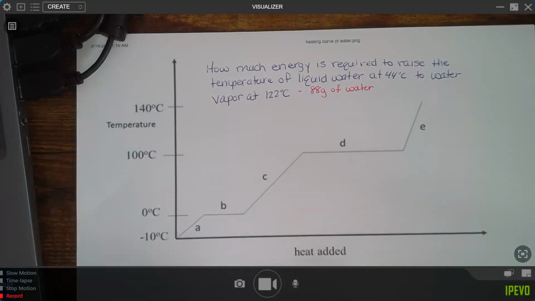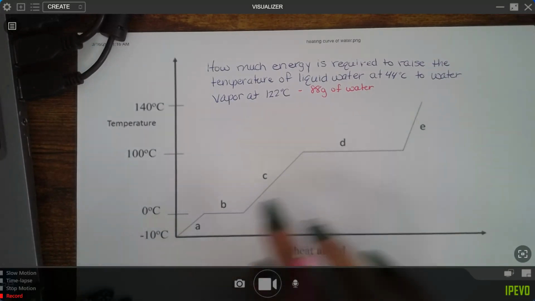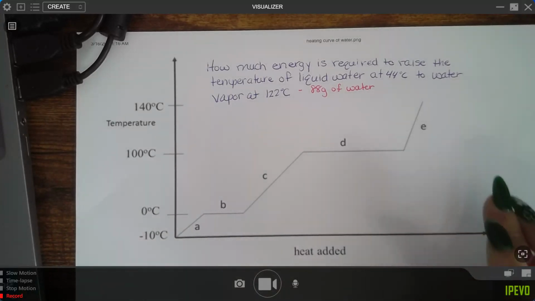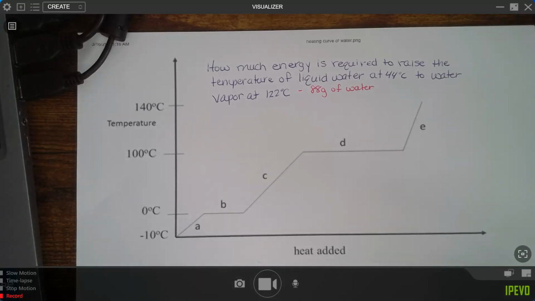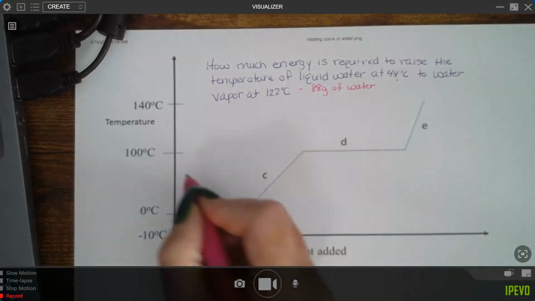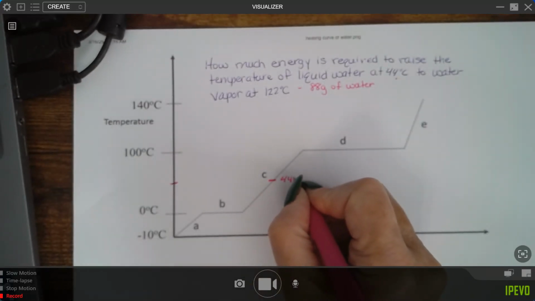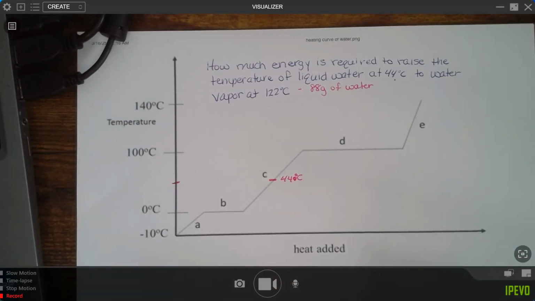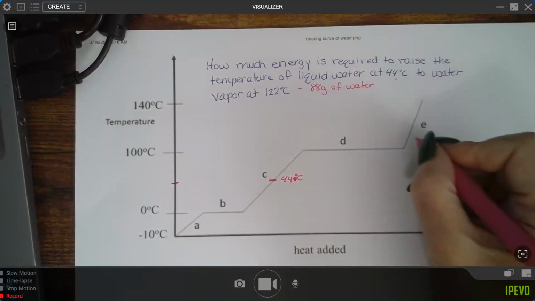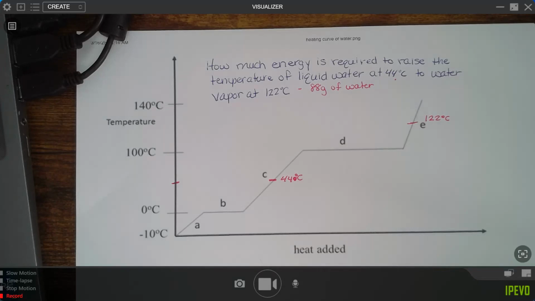Notice that in this problem, we're not going from segment A to segment D. It's really important that you look at your question and map out what transformations need to take place. If I'm starting at 44 degrees Celsius, I'm starting somewhere in here, and I'm going to 122 degrees Celsius, which is going to be somewhere up here.